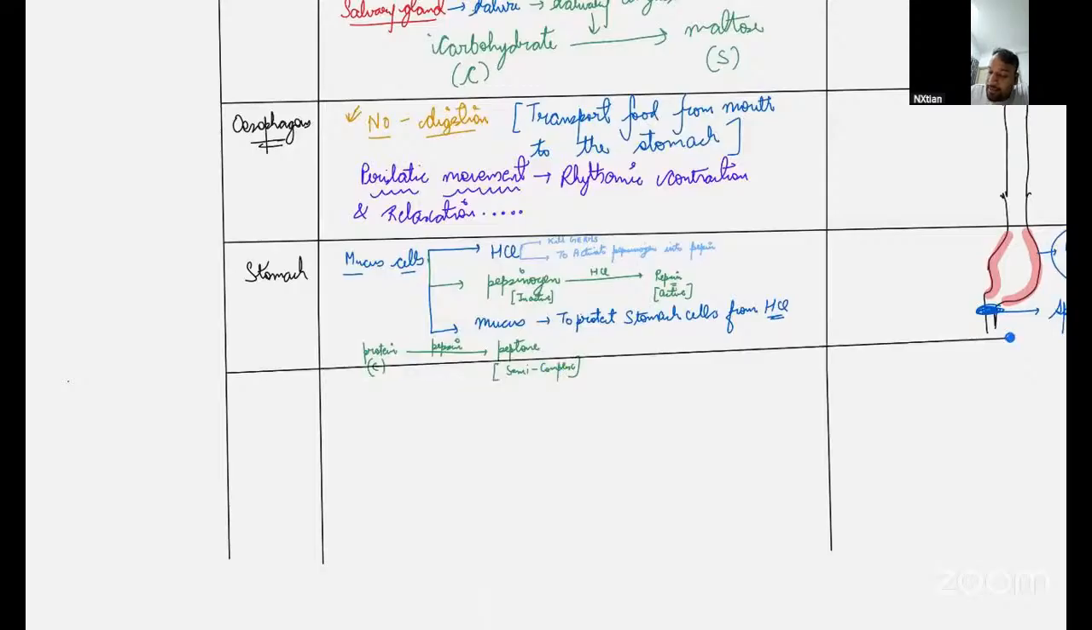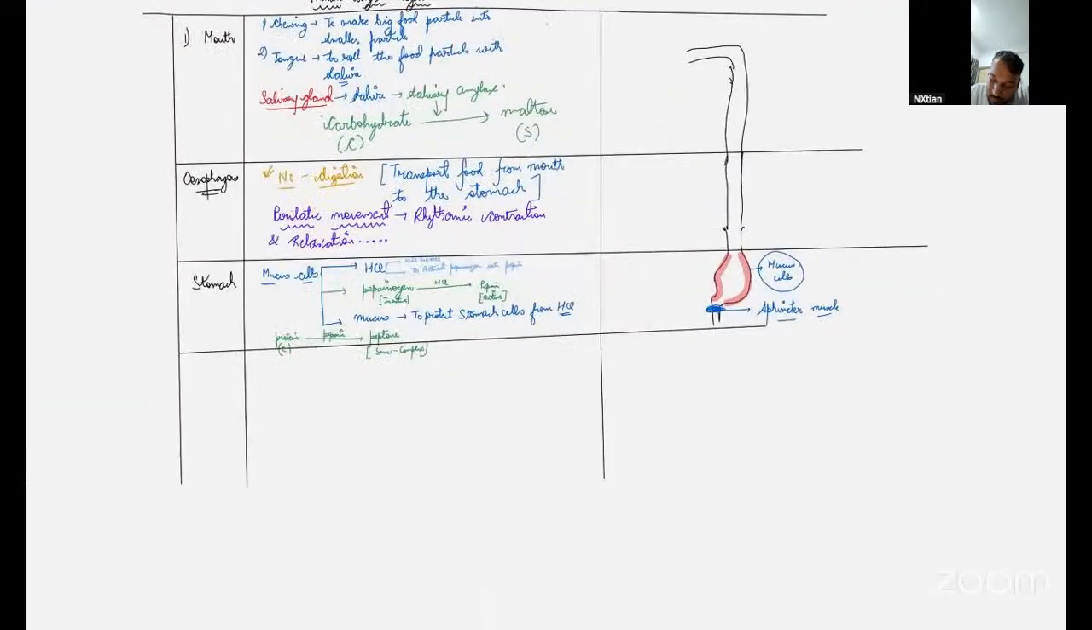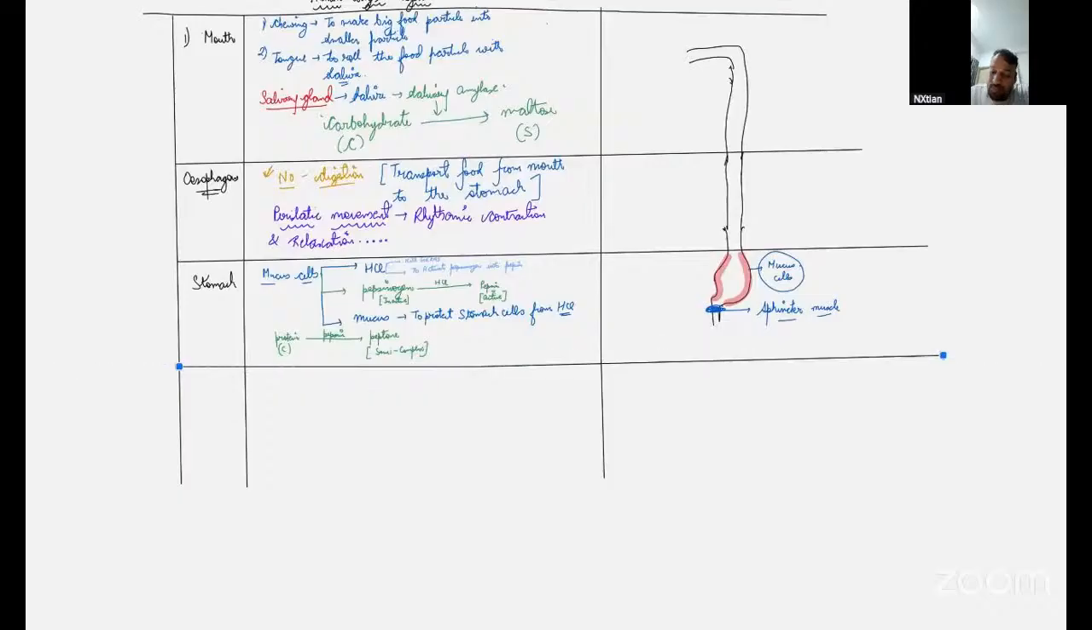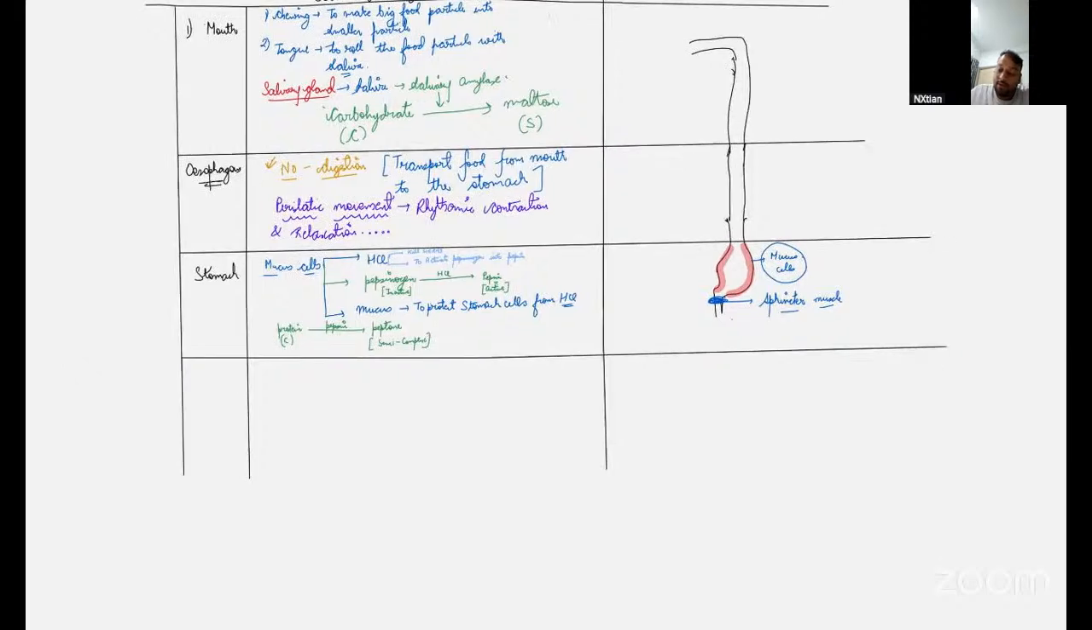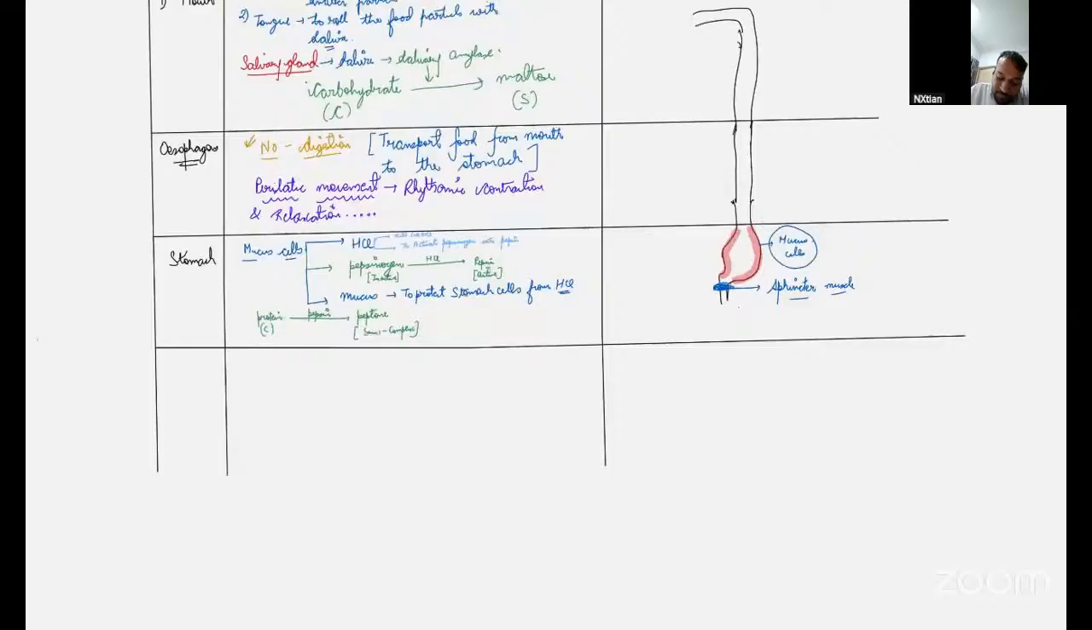The next stage is... this is the stomach part. Okay. Now the next part is the intestine part. So for example, this is still the stomach here. Now it will become the intestine. There are two types of intestine. First is the small intestine and the second one is the large intestine.